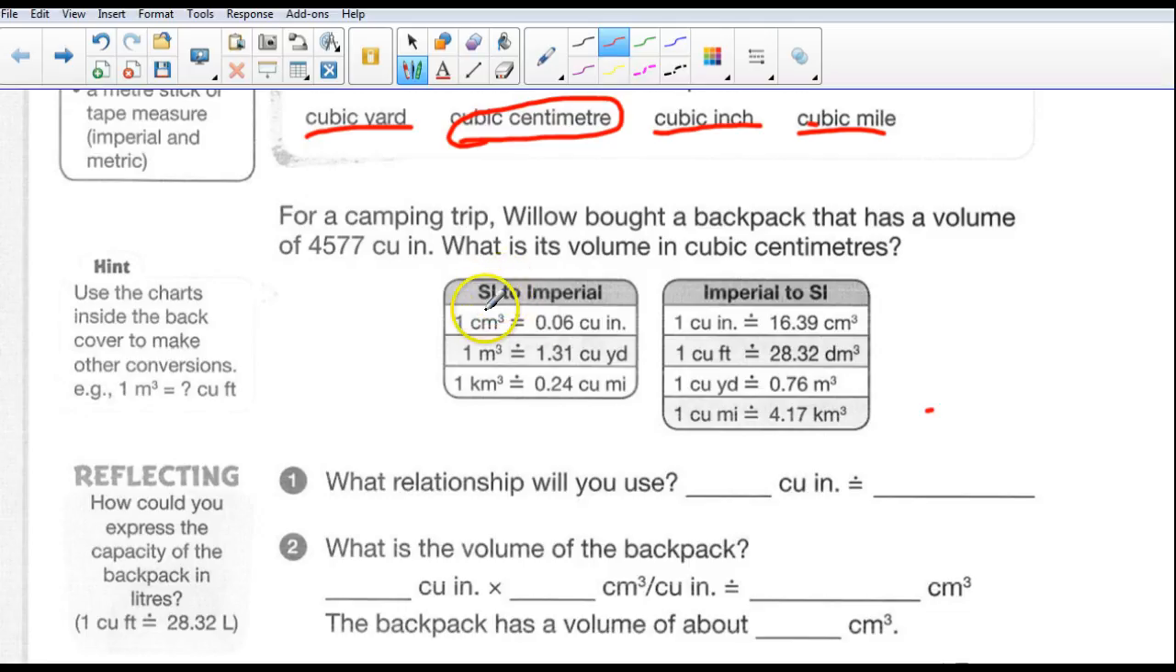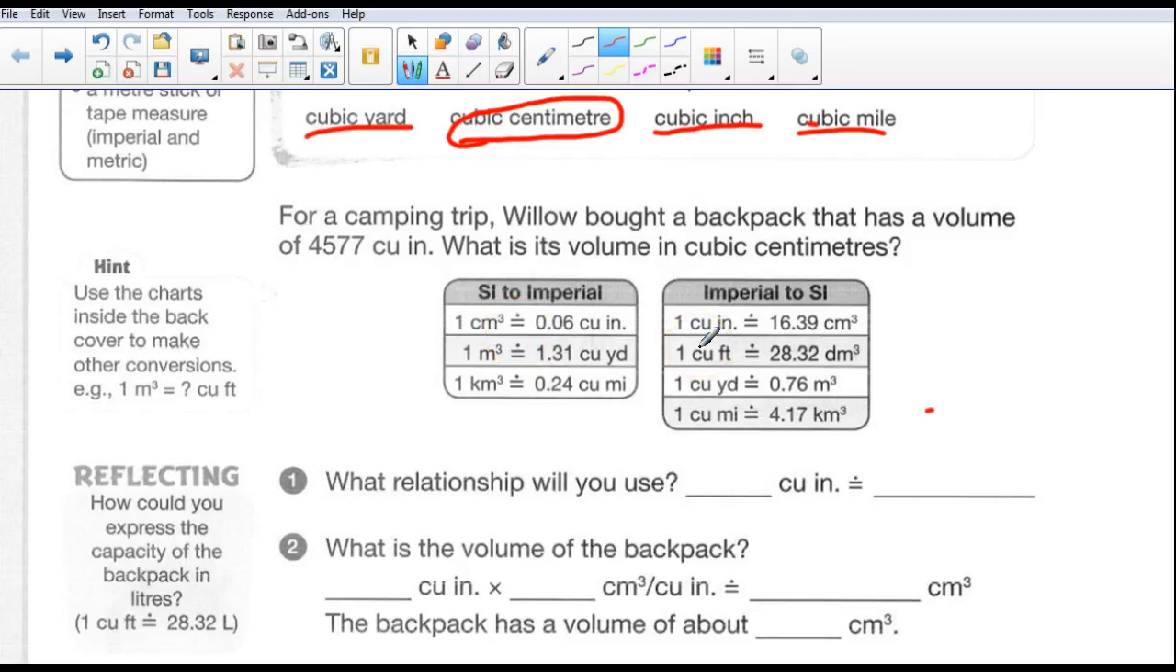we've got conversion tables from SI or metric to imperial and from imperial to SI or back to metric. Okay, they involve volume: cubic centimeters, cubic meters, cubic kilometers, and cubic inches, cubic feet, cubic yards, and cubic miles, and their appropriate match. Okay, so it says here for a hint, use the charts inside the back cover to make other conversions. Example, 1 meter cubed is equal to how many cubic feet? But for this little practice here, we can use these conversion charts right here.